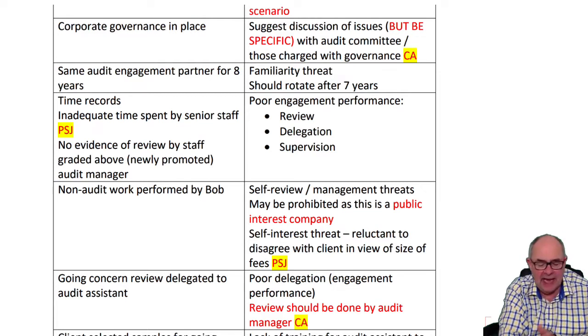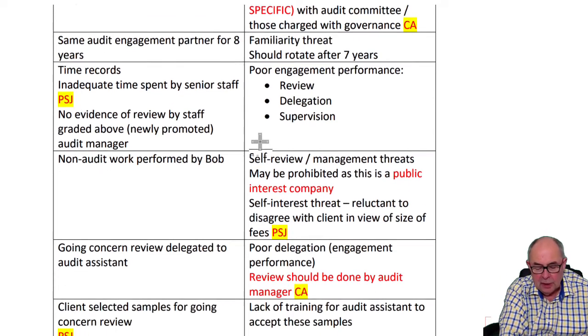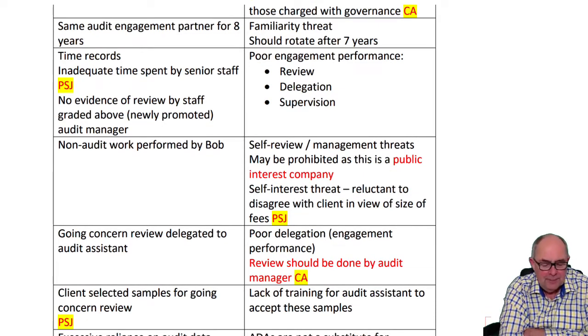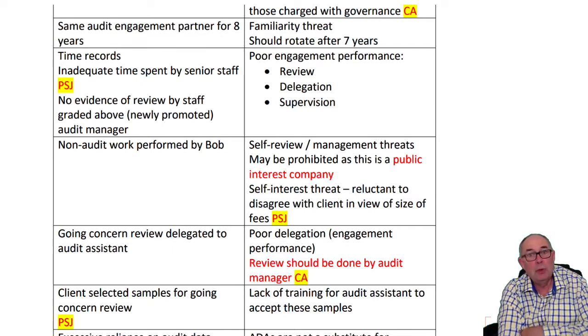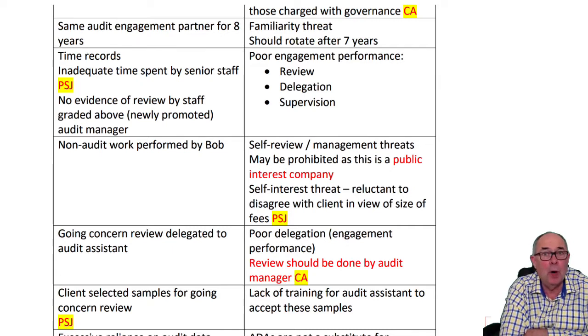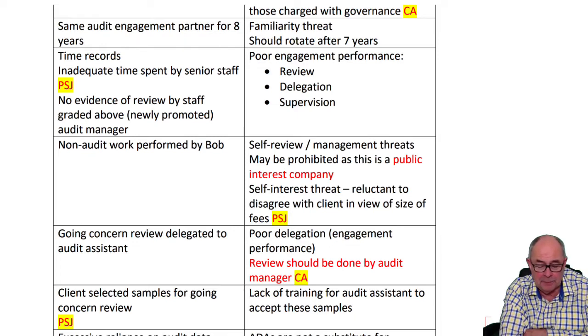They've had the same engagement partner for 8 years. We know we can link that to the familiarity threat because it's too trusting, and the rotation rule after 7 years. You look at the time records. If you audit in practice, I suppose you might have been able to stand back and say, well, the amount of time doesn't look very large for a listed company. If you don't audit in practice, we wouldn't think about that. It's not the end of the world, but you would certainly get credit if you made the point.